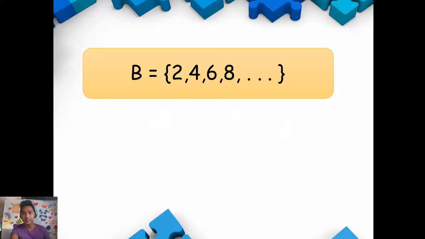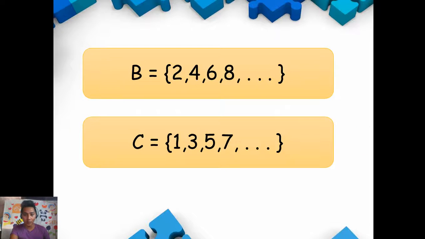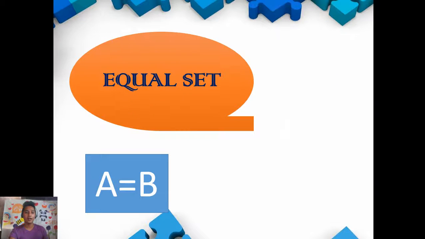Did you understand? Next, another example, we have set C is equal to 1, 3, 5, 7, and then we have 3 dots at the last part, and it symbolizes that it is infinite. So this means that set C is a set of odd numbers. Did you understand?